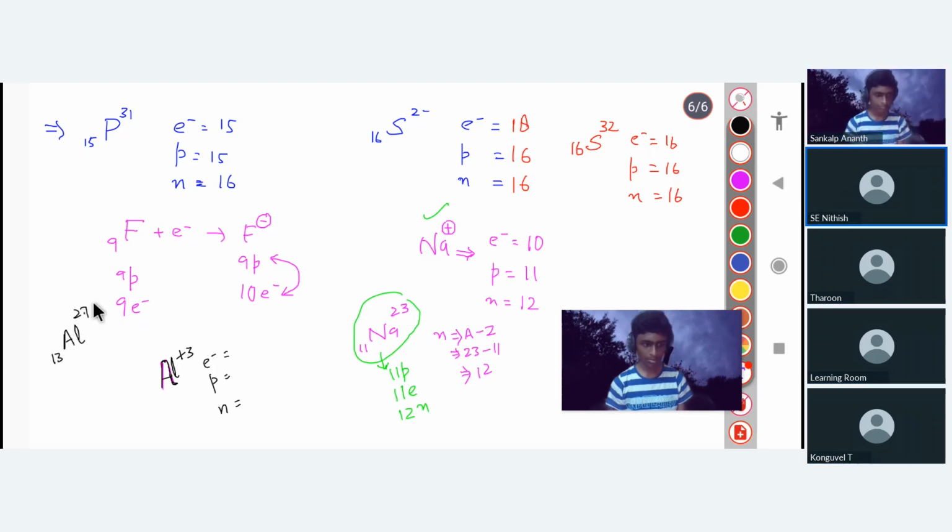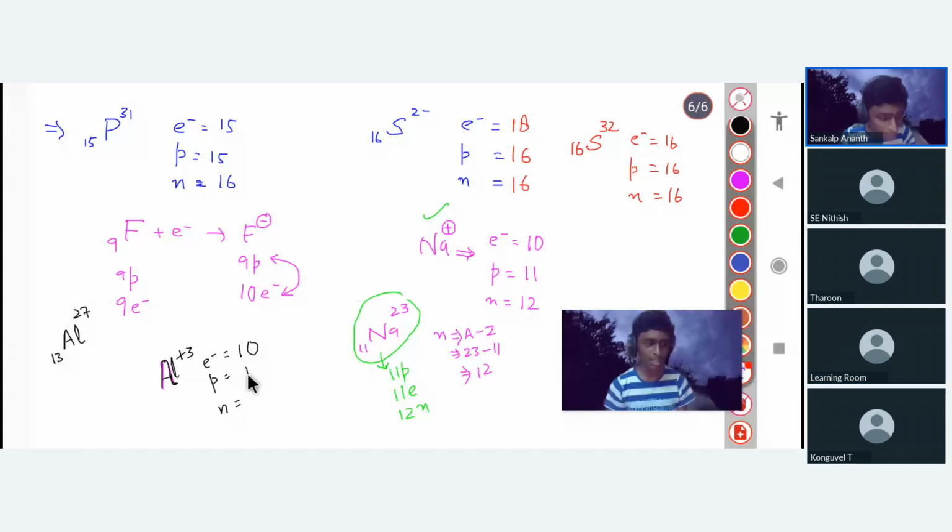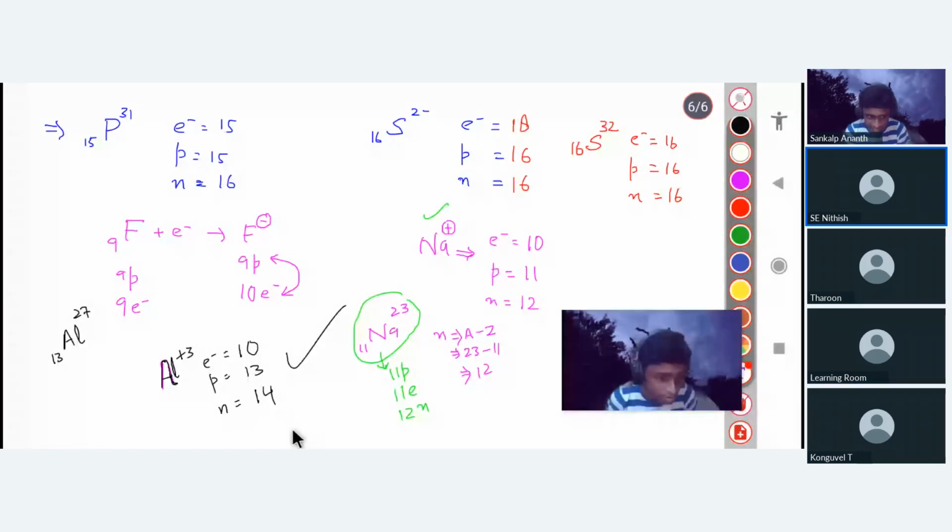Electron is 10, proton is 13, neutron is 14. Exactly. Correct. Mass number is 27. Electron 10, proton 13, neutron 14. Exactly. You took some time. I said it immediately.